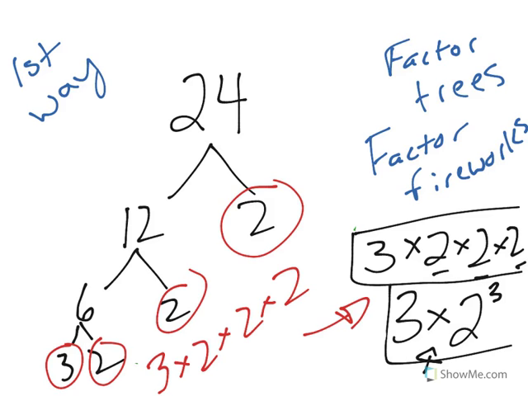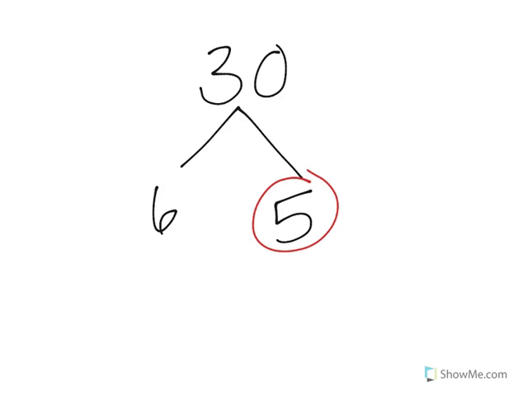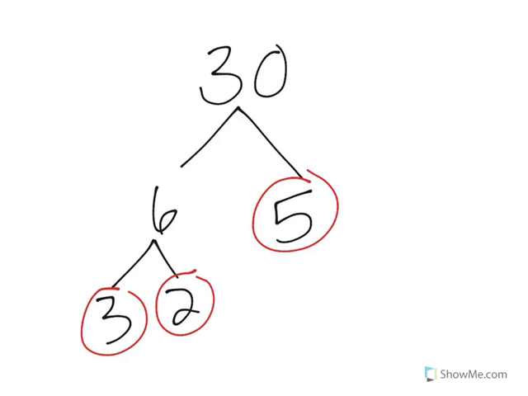This time I want you to try with me. We're going to try the number 30. Pause and solve. Okay, so 30, we can break it up a couple different ways. You could go 10 and 3, you could go 6 and 5, which is what I'm going to do. That 5 is prime, so I'm going to circle it. Then that 6 I'm going to break up into 3 and 2, which are both prime. And so my answer is going to be 3 times 2 times 5.